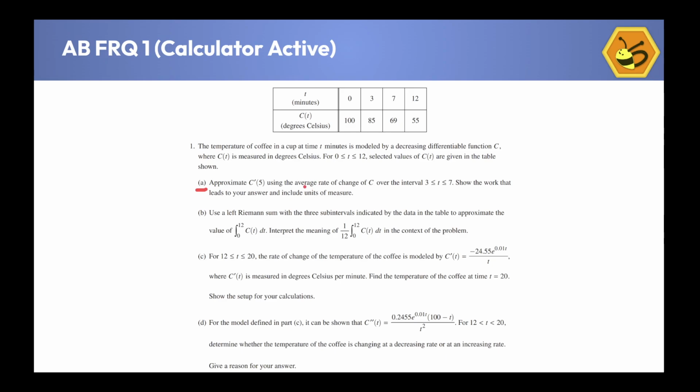This is a standard question of approximating instantaneous rate of change using the average rate of change. And it literally tells us what the interval is, so we can take a look at those two values, which is 85 and 69. The average rate of change formula is (C(7) minus C(3)) over (7 minus 3). So this is equal to (69 minus 85) over (7 minus 3), which is a negative number. It is expected because the temperature of the coffee in a cup is decreasing.